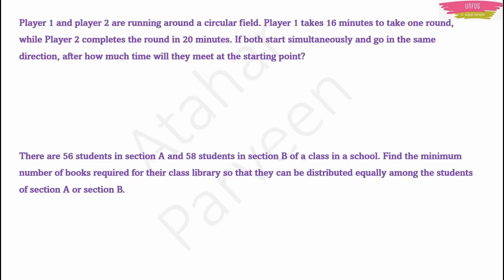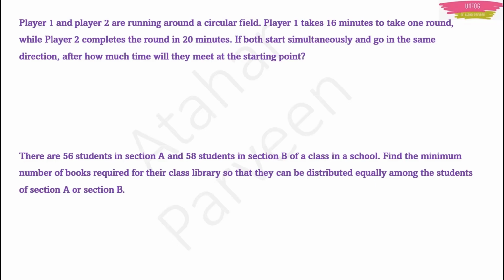Now I have 2 questions which may be asked in your examination. These are next level questions, but they are from number system only. First question is, player 1 and player 2 are running around a circular field. Player 1 takes 16 minutes to take one round, while player 2 completes the round in 20 minutes. If both start simultaneously and go in the same direction, after how much time will they meet at the starting point? See, you read the question 2-3 times if you don't understand.